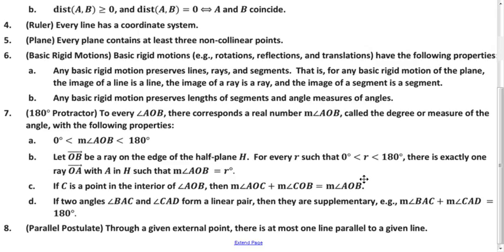C is saying that you can do angle addition. And D is saying that 2 adjacent angles that form a line add up to 180 degrees. So they're a linear pair. And the parallel postulate, that's saying that if you have a point not on a line, you can draw exactly one line through it that is parallel to the original line.